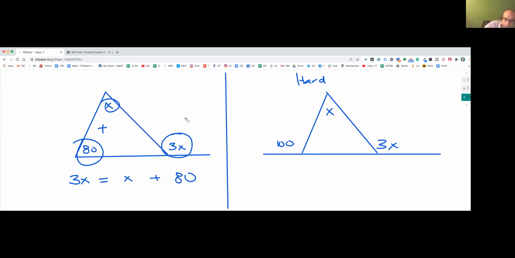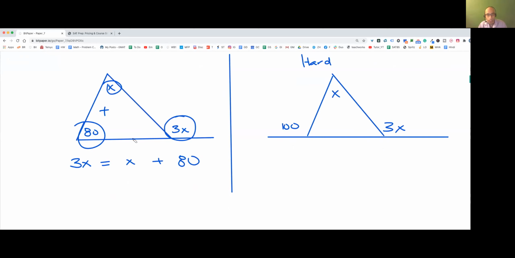All right, so don't worry about these numbers here. All you're doing is, these are just variables, they're just numbers underneath them. So you use the same ideas that you're going to use for numbers. So 3x is equal to x plus 80, and so you can solve it as 2x is equal to 80, x is equal to 40. x is equal to 40, this is 40, and this is 120, because it's 3 times 40.